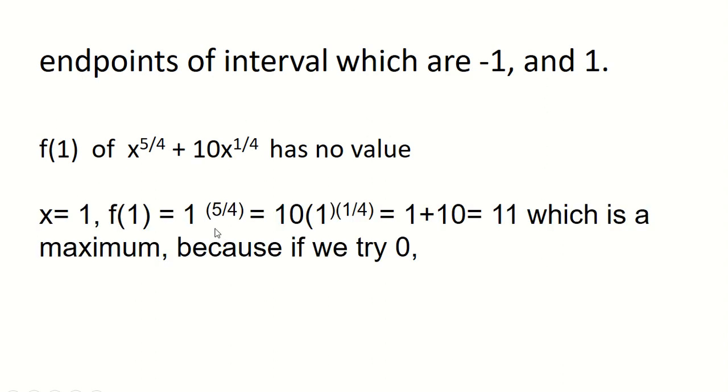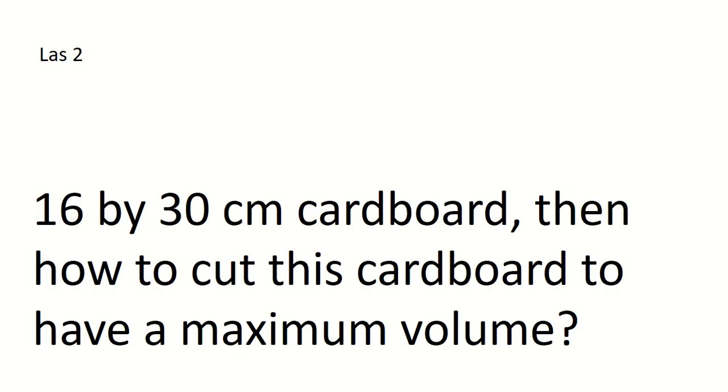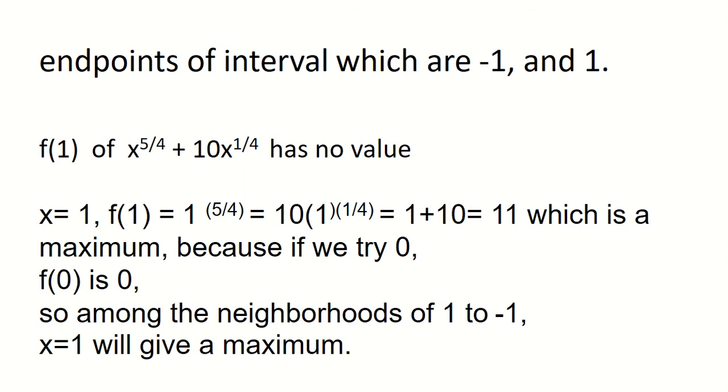Kung x equals 1, let's substitute. 1 raised to the power of 5 over 4 plus 10 times 1 raised to the power of 1/4. It equals 1 plus 10, it equals 11, which is a maximum because if we try 0, f of 0 is 0. So among the neighborhoods of 1 to negative 1, yung f of 1 will give the maximum value. So therefore, x equals 1 will give maximum value, which is the point 1, 11.